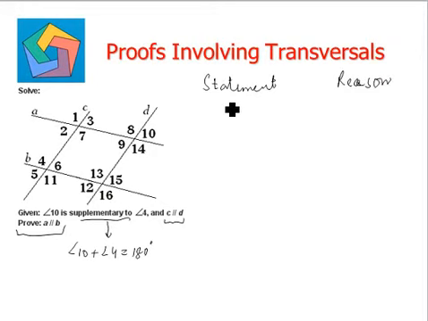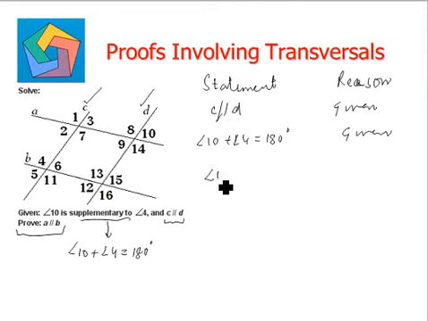Now first we'll write what is given to us, that is C is parallel to D. This is given to us. Also angle 10 plus angle 4 equals 180 degrees. This is also given to us. Now if we observe that because C is parallel to D, angle 10 is congruent to angle 3. This is by the corresponding angle theorem.